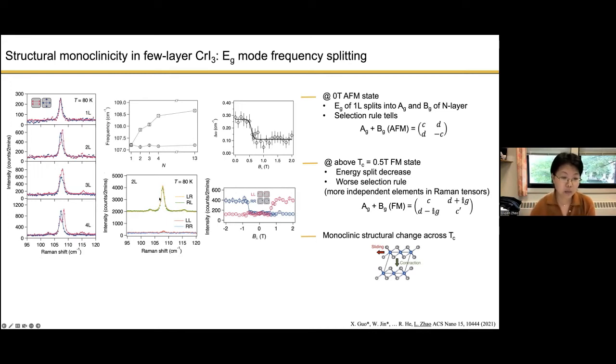And then we take a look at the selection rule here in the circular basis. The circular basis shows that these 2 modes, even though they are split, primarily only show up in the cross-circular polarized channel and not quite in the co-circular polarized channel. But once we go across the magnetic phase transition at 0.5 Tesla for the bilayer, we see these two features. One feature is the frequency split. The frequency actually decreased, whereas the selection rule gets worse, meaning that the symmetry, or the Raman tensor's independent tensor element, actually increases.